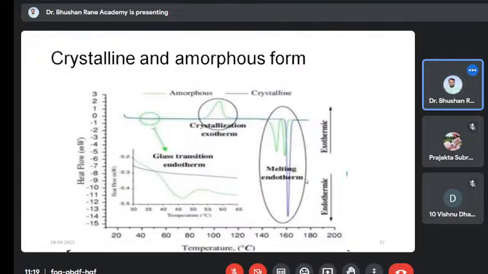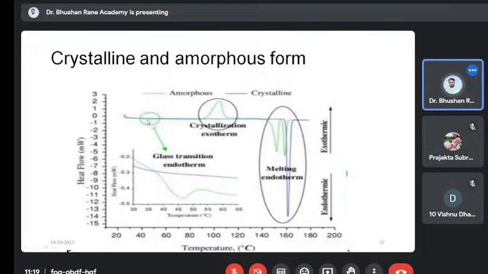As well, when we plot the heat flow versus temperature in the DSC curves, the melting points are there. At a lower degree Celsius, it indicates the compound is in amorphous form. If the melting temperature is towards a higher value, it indicates that the drug molecule is in a crystalline form. So from that, you can understand the nature of the molecule. Is it in amorphous or crystalline form?